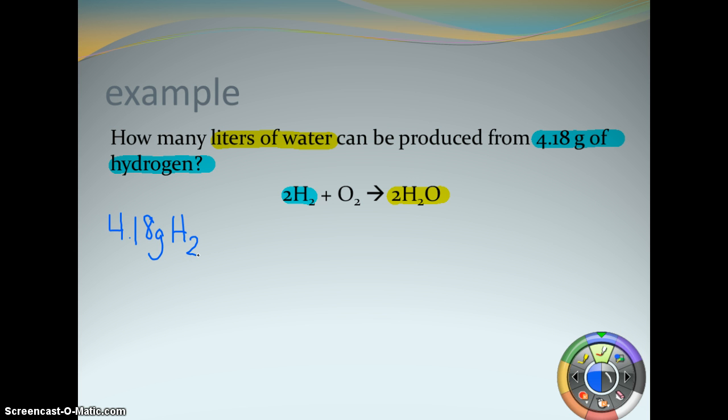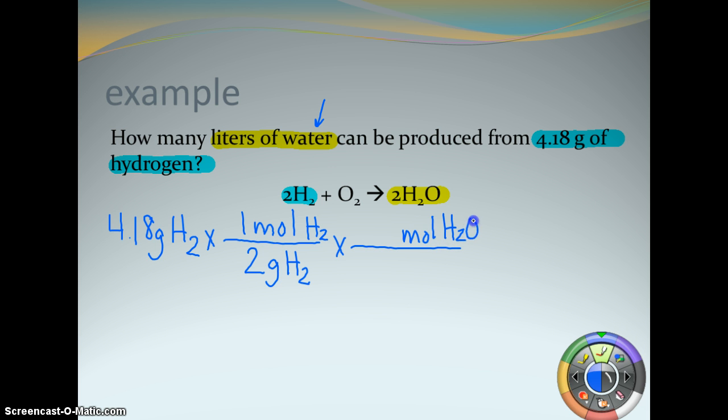Grams always has to be turned into moles. So 1 mole is going to go on top. Since we have grams, 1 mole is going to be opposite molecular mass. H2 weighs 2 grams. Do we want moles of hydrogen? No, we want water. So we have to use our mole ratio from our balanced equation. So mole of water is going to go in the numerator. Mole hydrogen in the denominator. The coefficient for water is 2. Coefficient for hydrogen is 2.